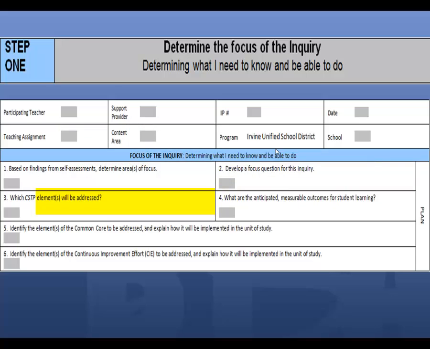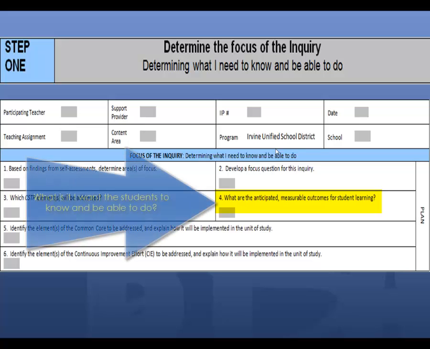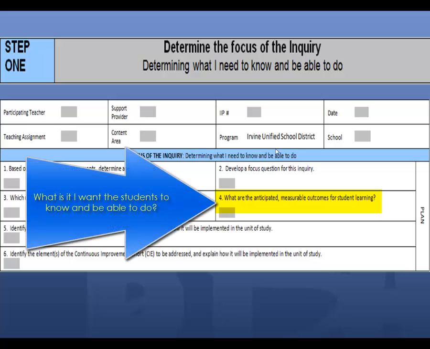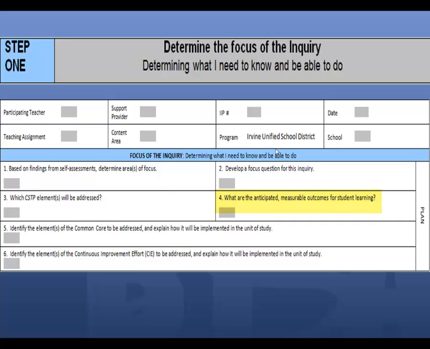Cell number 3. Which CSTP elements will be addressed? After writing a focus question, identify any CSTP elements that are relevant to the focus question. Cell number 4. What are the anticipated measurable outcomes for student learning? When considering the measurable outcomes, ask yourself, what is it I want the kids to know and be able to do? How can the outcomes be observable and measured? Considering the focus question to be researched and potential changes to the classroom practice, what are the anticipated measurable goals?